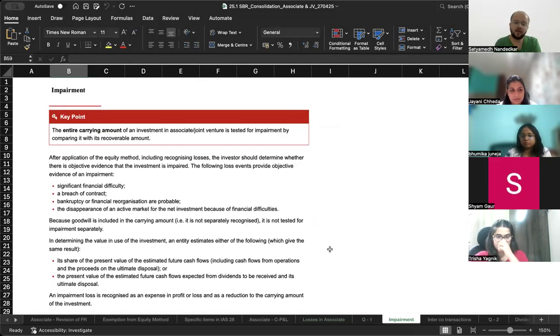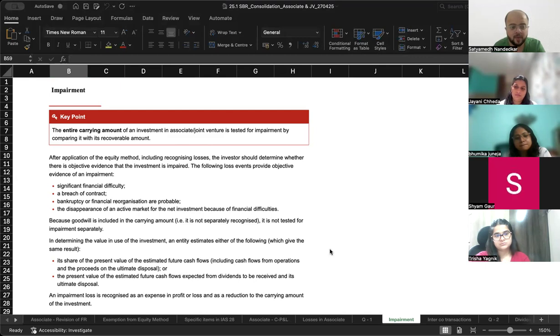The entire carrying amount of investment in an associate or JV is tested for impairment by comparing it with recoverable amount. After application of equity method, including recognizing losses, the investor should determine whether there is objective evidence that the investment is impaired. The following loss events provide objective evidence of an impairment: significant financial difficulty, breach of contract, bankruptcy or financial reorganization being probable, and disappearance of an active market for the net investment because of financial difficulties.